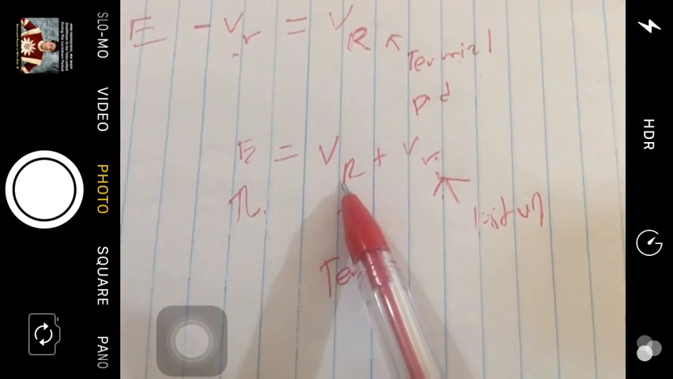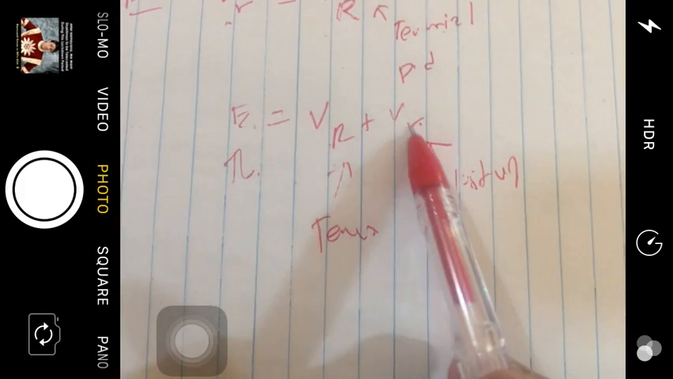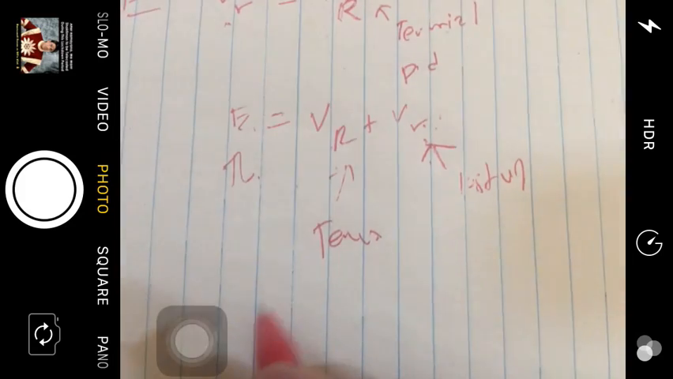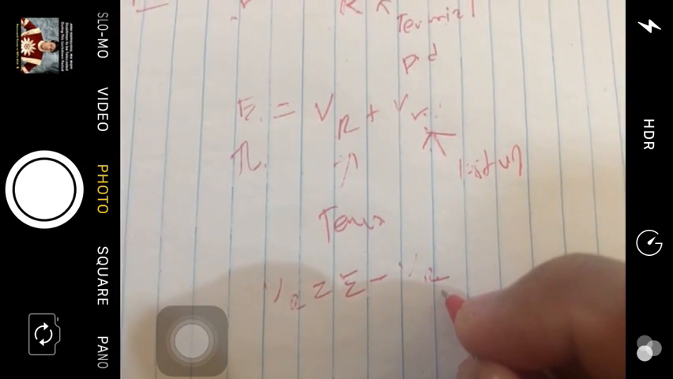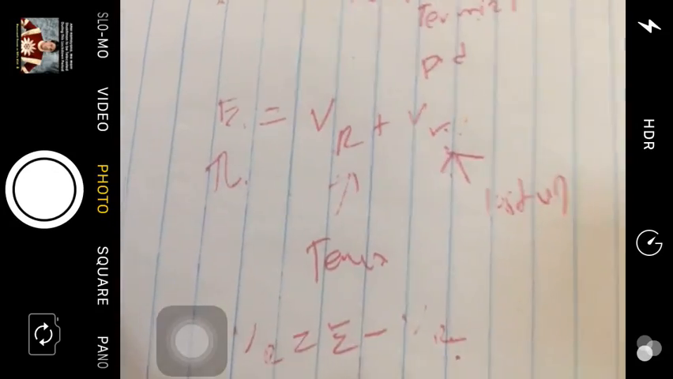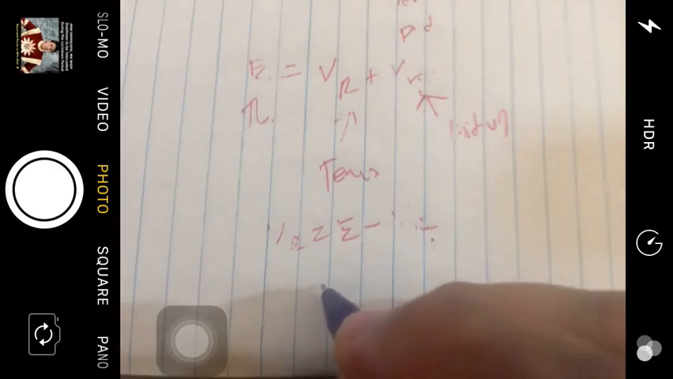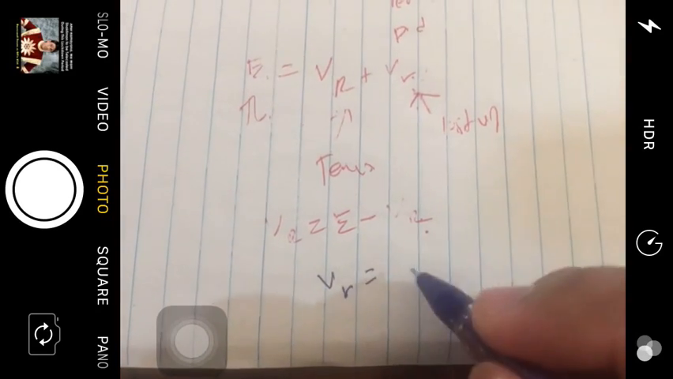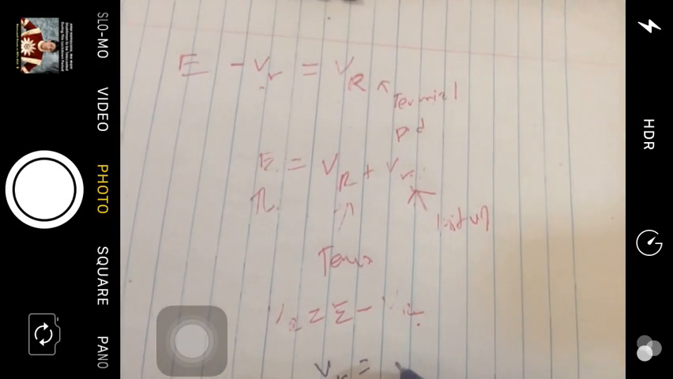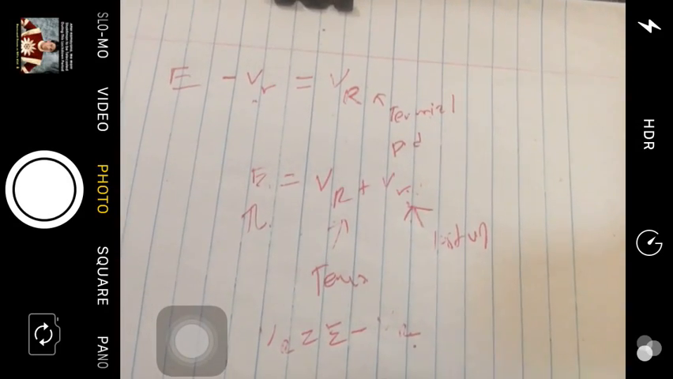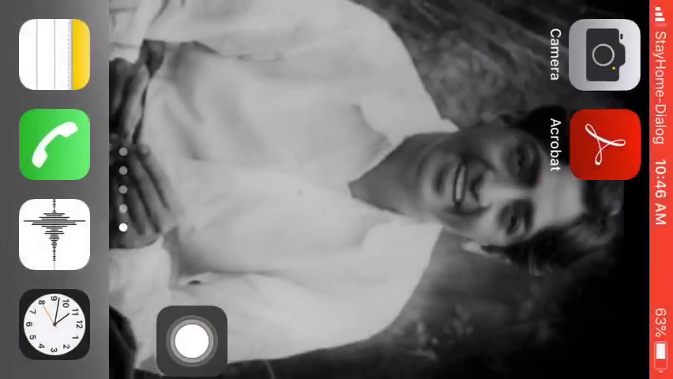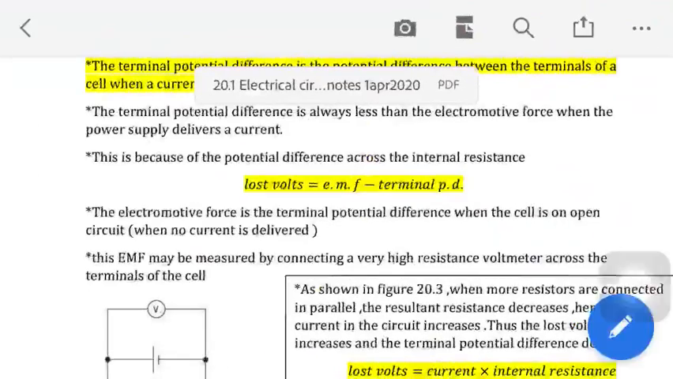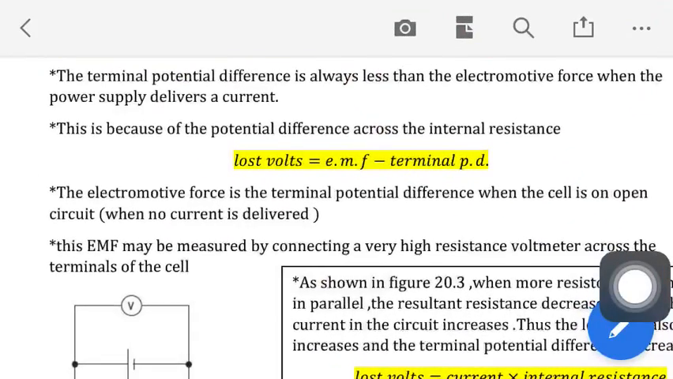So if you look at the terminal potential difference, that is going to be E minus lost volts. VR would be E minus lost volts, so that's going to be less. And if you want to write the equation for lost volts, it would be equal to E minus terminal potential difference, right? So that's what's given here. The lost volts will be equal to E minus terminal potential difference.